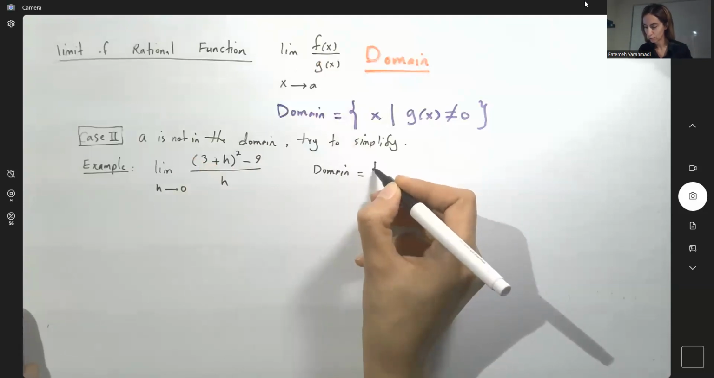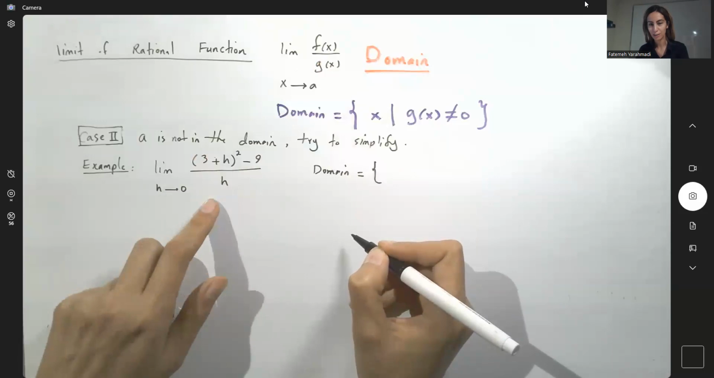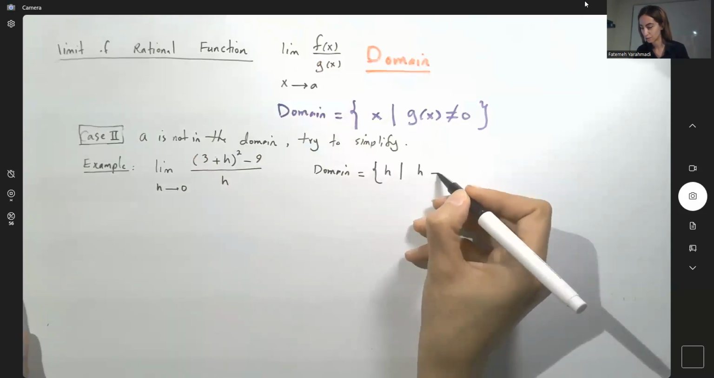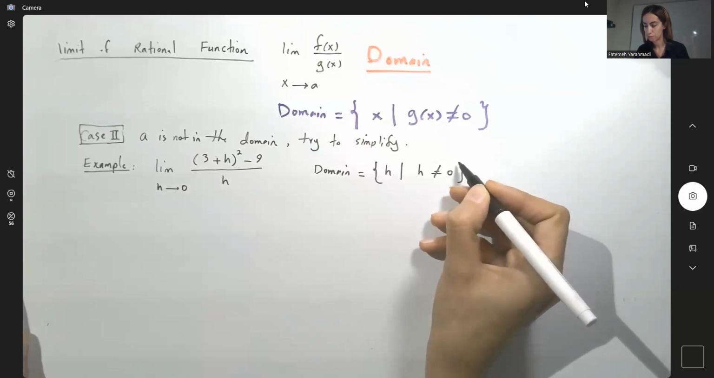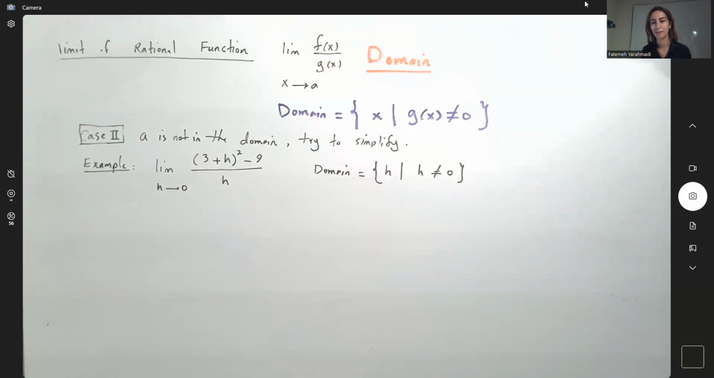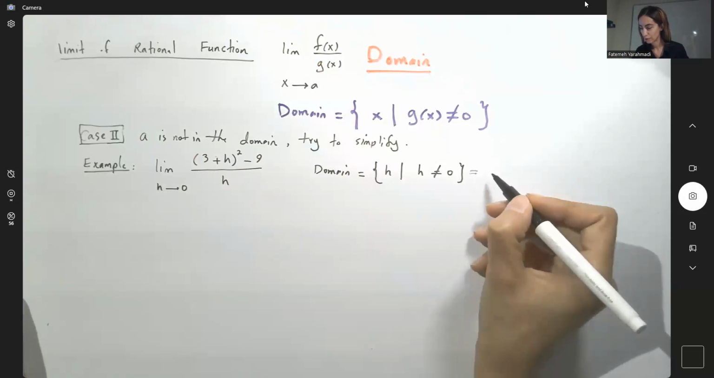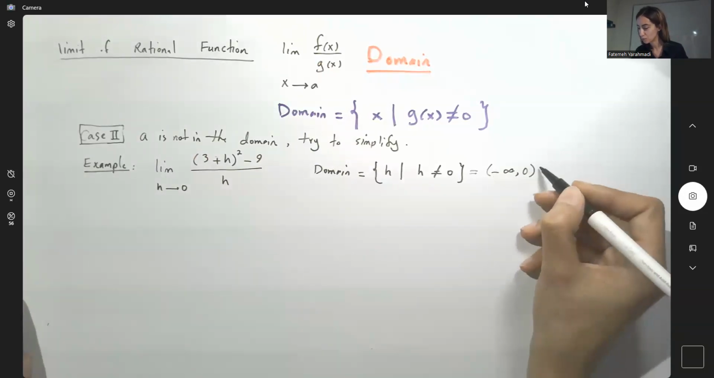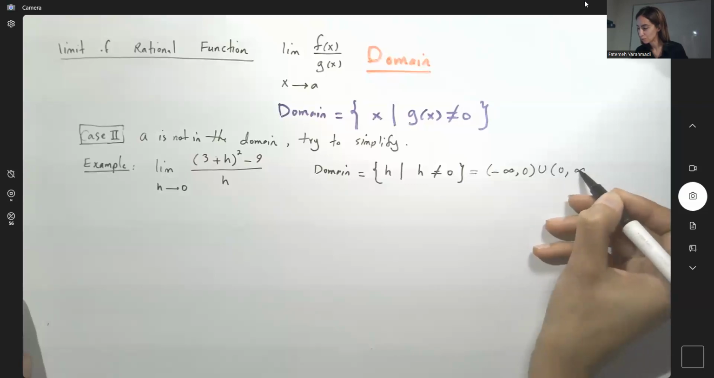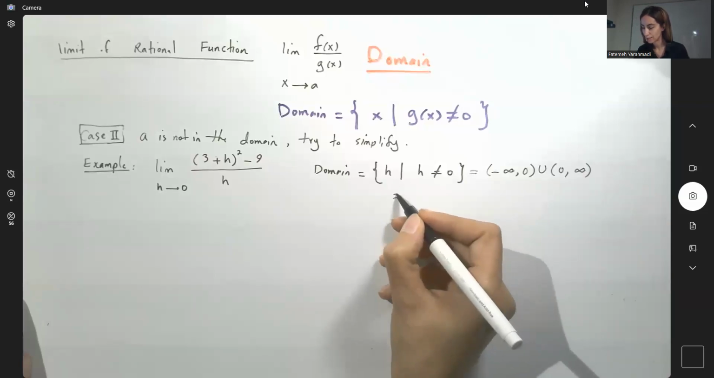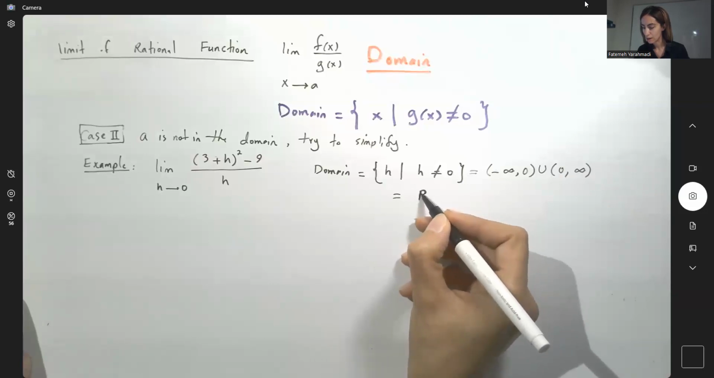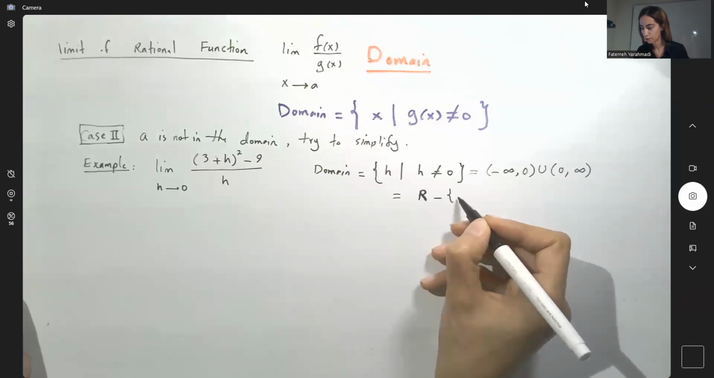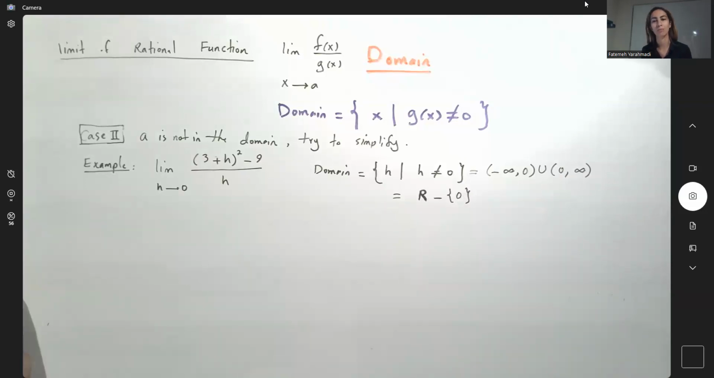Domain is equal to all h values such that the denominator is not 0. So it says h is a non-zero value. Or you can write it in interval form, negative infinity to 0, union 0 to positive infinity. Basically, I am taking all real numbers except for 0. 0 cannot be one of those.